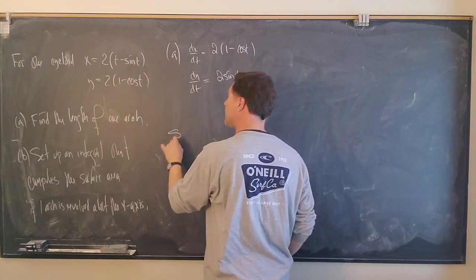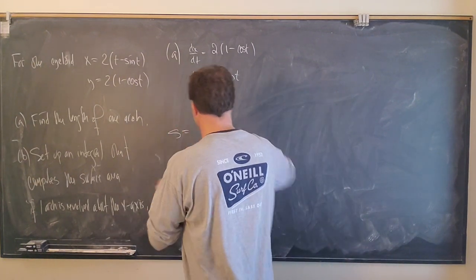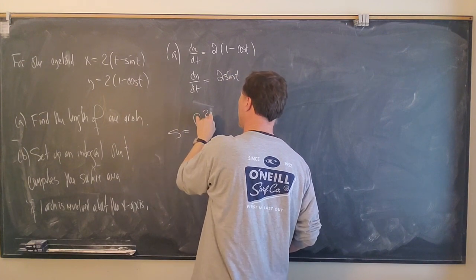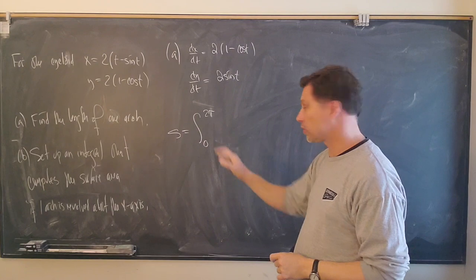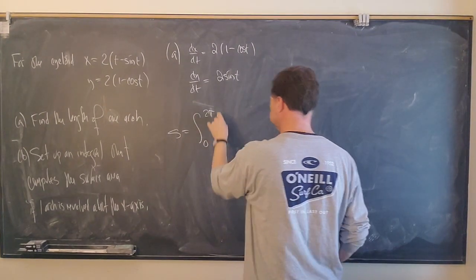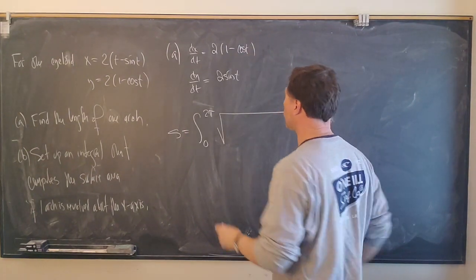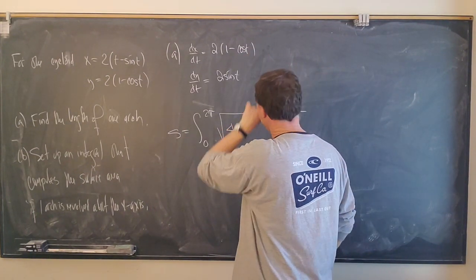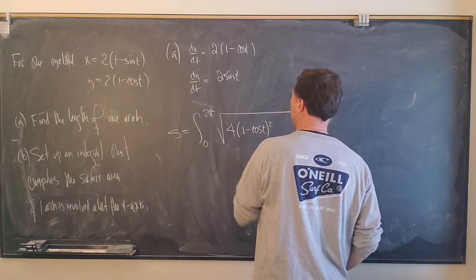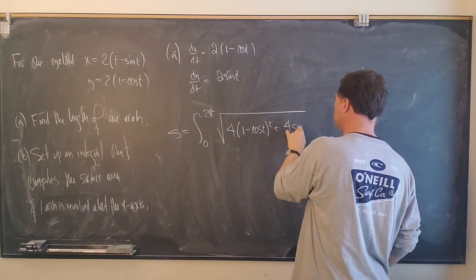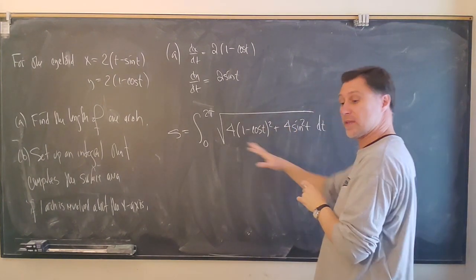So now let's throw this into the arc length formula, the integral from 0 to 2 pi. Remember, those are the t values that complete the first arch. Now under the square root, here are my derivatives, and I'm going to square each one of those. So this will be 4 times (1 minus cosine t) quantity squared plus 4 sine squared t dt. Hopefully everybody knows where this setup came from.